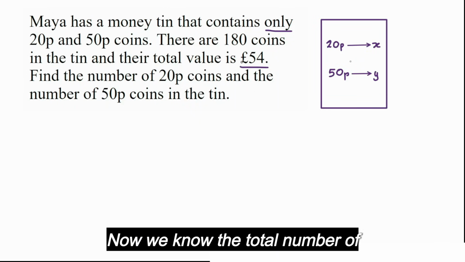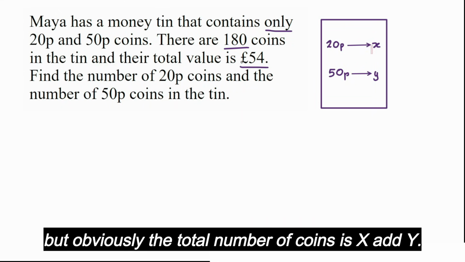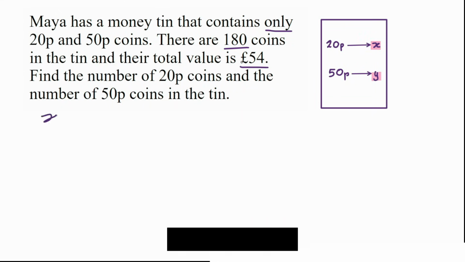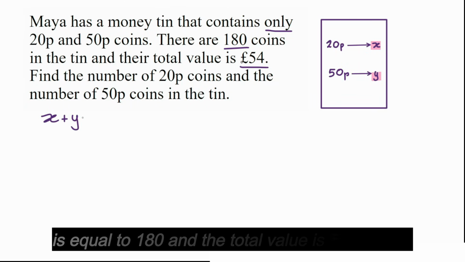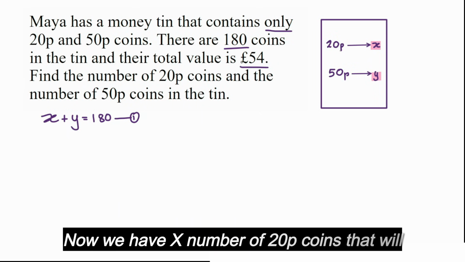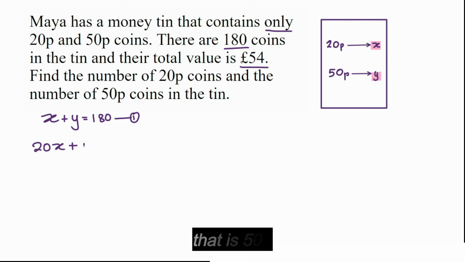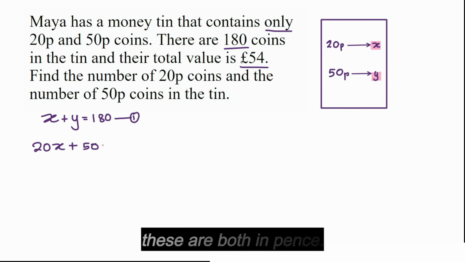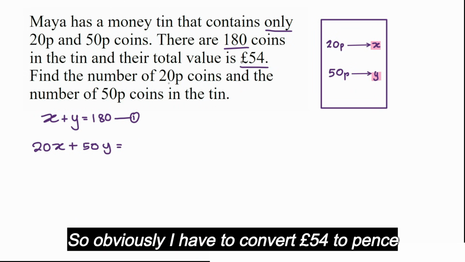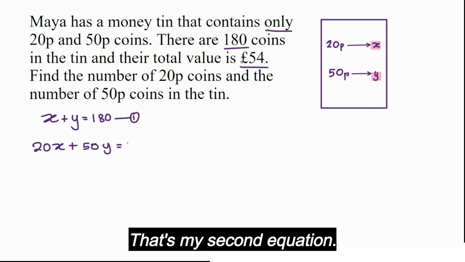Now we know the total number of coins is 180, but obviously the total number of coins is X and Y. So I can get my first equation, X + Y = 180. And the total value is £54. Now we have X number of 20p coins, that will be 20X. And we have Y number of 50p coins, that is 50Y. Now these are both in pence, so obviously I have to convert £54 to pence by multiplying by 100. So that's 5,400p. That's my second equation.